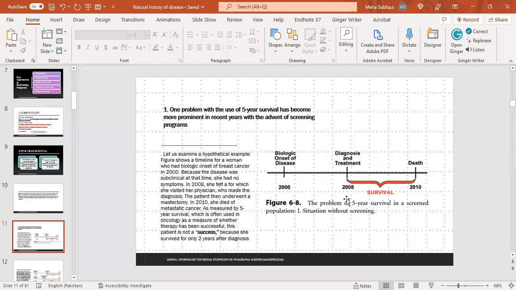The patient then underwent a mastectomy. In 2010, she died of metastatic cancer. As measured by 5-year survival, which is often used in oncology as a measure of whether therapy has been successful, this patient is not a success because she survived for only 2 years after diagnosis.